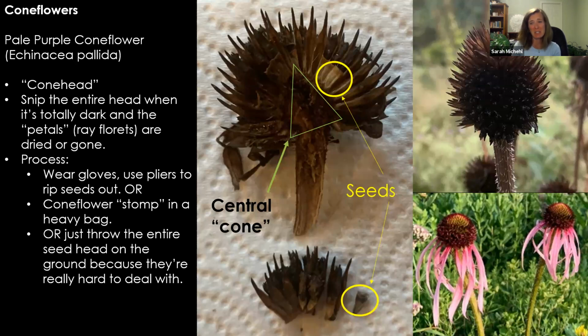People put them in a bag and stomp on them. I use pliers and just rip them apart. There are all different ways. Or you can do none of that and literally just throw the entire seed head out into your garden. All right.